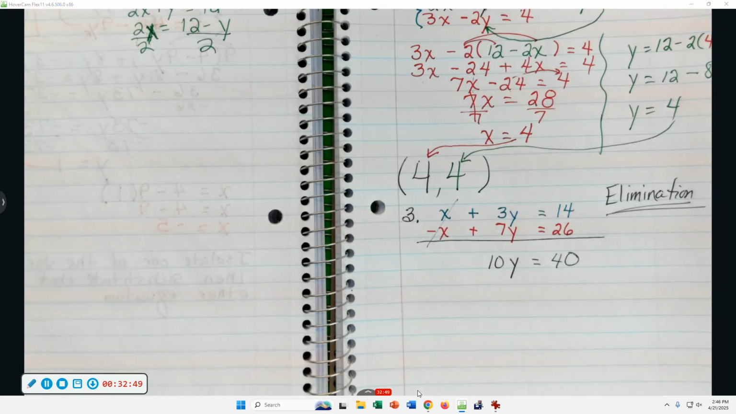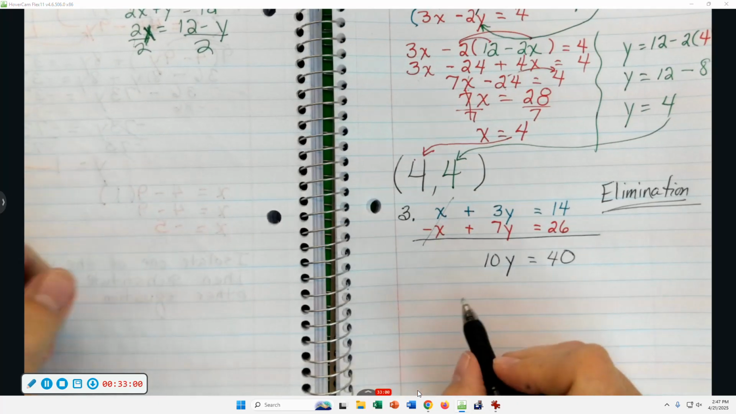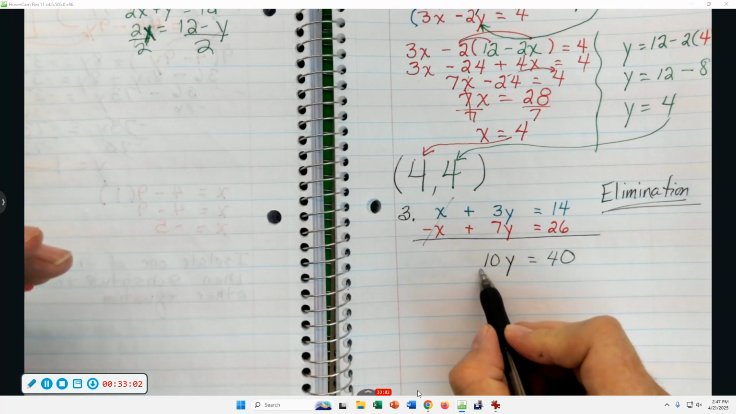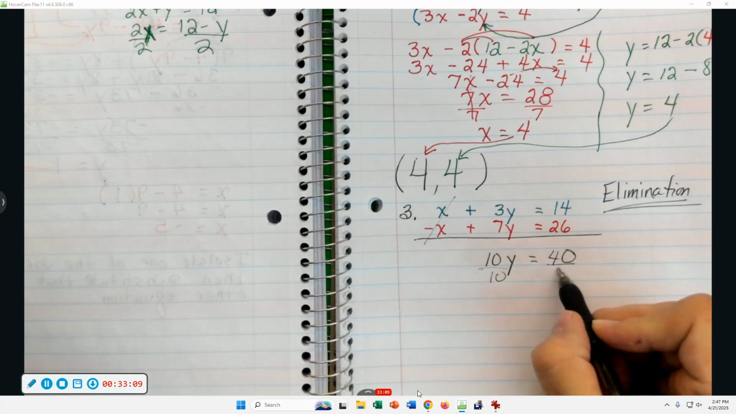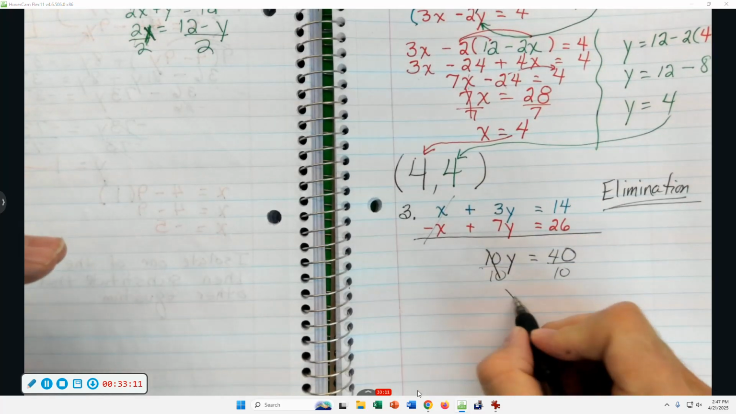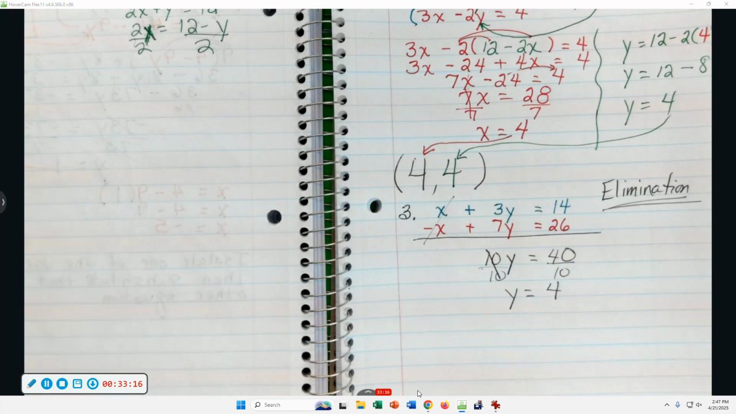And now, do we have an equation we can solve? Remember, our goal is to get x equals a number and y equals a number. Can we get y equals a number here pretty easily? What do we have to do to isolate the y? Divide by 10. And we get y equals 4.